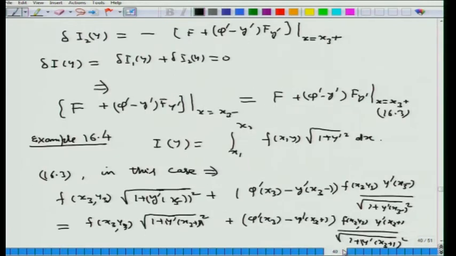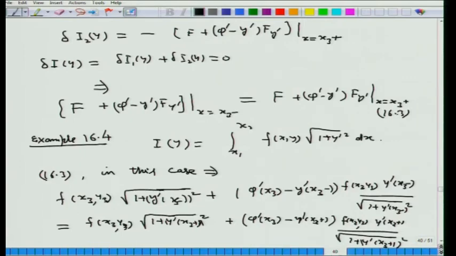Finally, we get that delta I y should be equated to 0, the first variation must be 0, and therefore it leads to the condition that f plus phi prime minus y prime f y prime evaluated at x 3 minus, that is the left limit, is equal to the same thing at x 3 plus. So, that is what was obtained in the last lecture as 16.3.